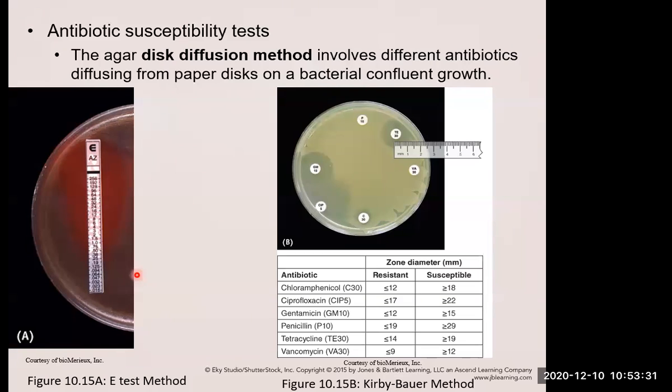This diffusion method, just like we saw yesterday, you're going to put different concentrations on a lawn of bacteria. Do they grow? Do they not grow? Measure how far the zone of inhibition is. And then based on the size of it, we can say that it is resistant or susceptible.